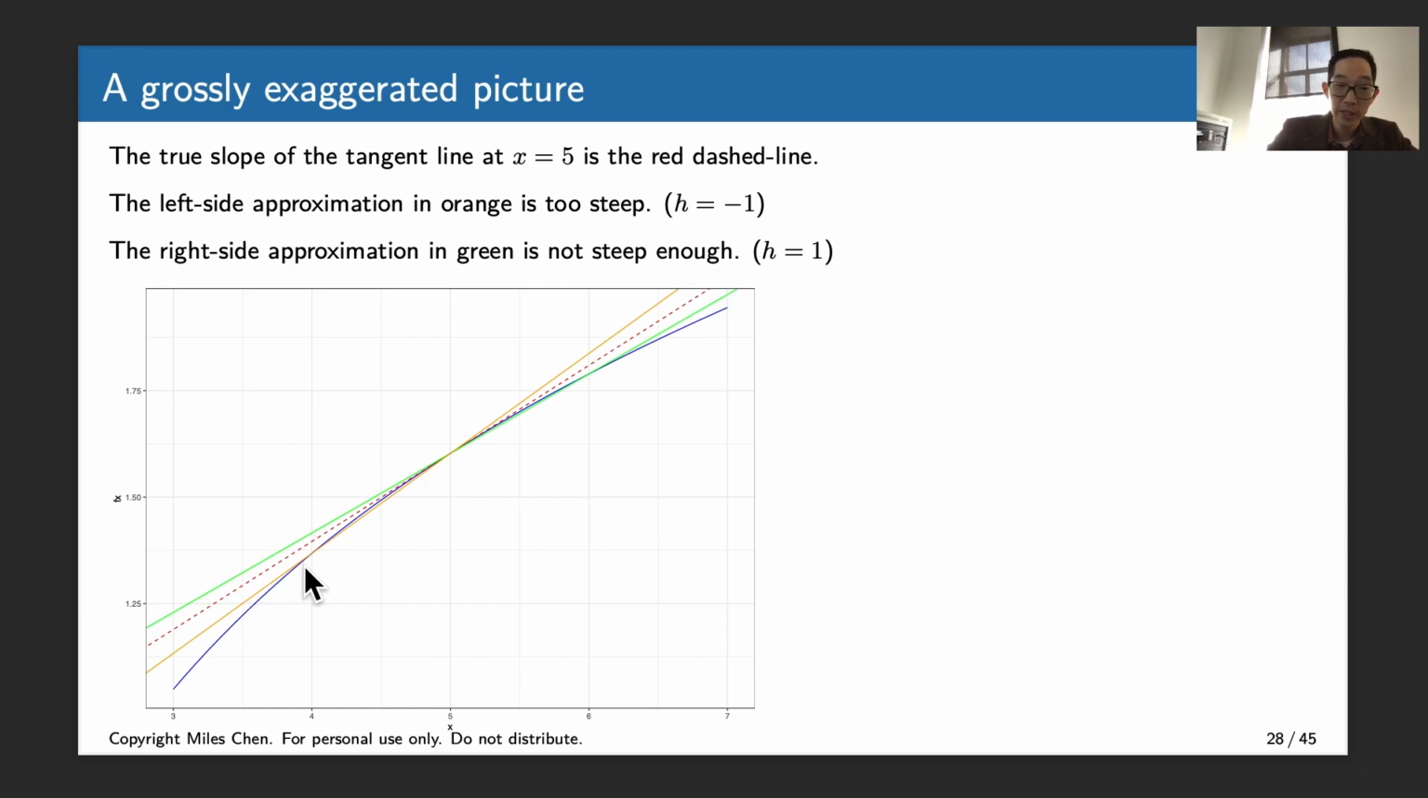And here I'm using a very big h of +1 or -1, and so the left-hand side derivative is shown in orange. You can see, I draw it through here and here, and the slope of the orange line is too steep. And then the right-hand side derivative, which is shown in green, is too shallow. So what I'm going to do is try to average the two, and we're going to get something close to the dotted line. That's kind of the idea here.